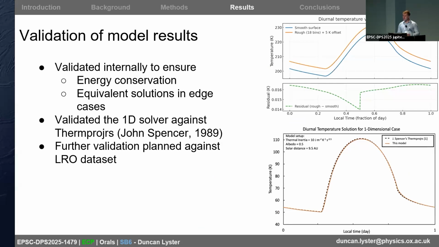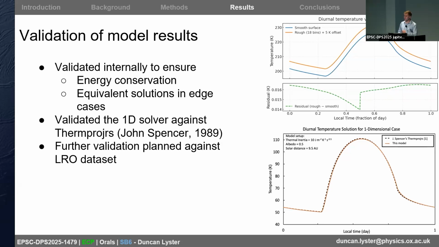Now, in terms of validation, the stage I'm at the moment is that the model has been quite well internally validated, and the 1D solver has been quite well validated against the John Spencer model. The first stage in terms of internal validation is just making sure that things like energy conservation line up, and you have equivalent solutions in edge cases. For example, if you run a smooth model, you should get the same result as a model that has roughness built in, but with that crater rim angle set to 0. And at the moment, the model is doing quite well with those cases.